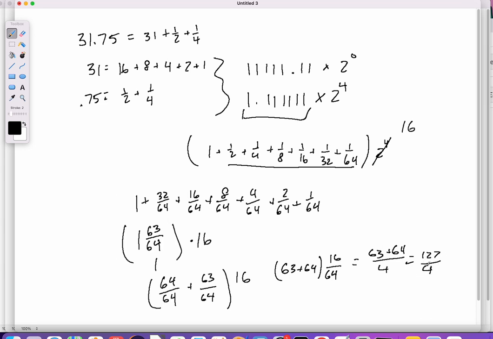4. And if I go ahead and divide this in there, well, 4 goes into 12 3 times, 4 goes into 7 1 time, with a remainder of 3. That's 31 3/4, which is exactly the number that we started with. Okay, so I hope that those problems were helpful.